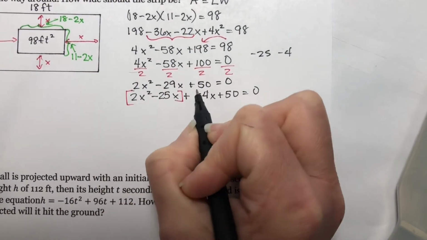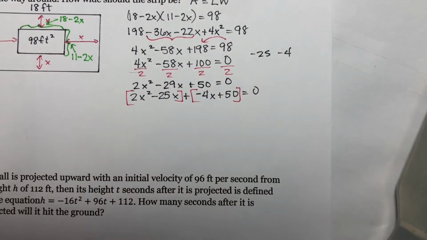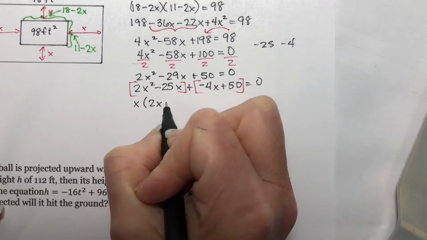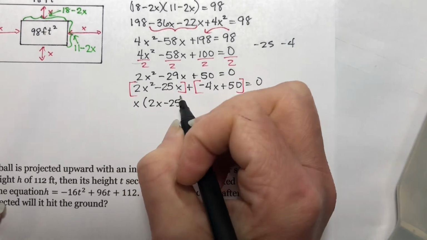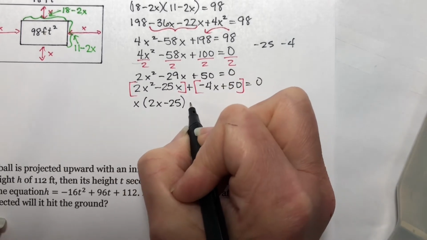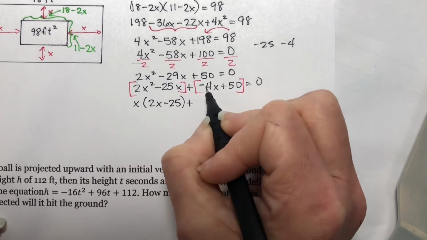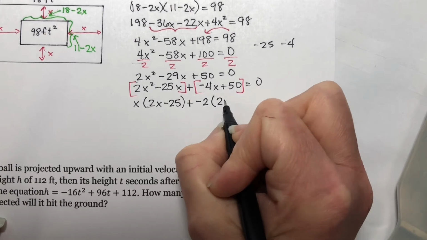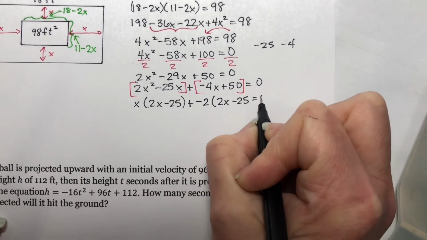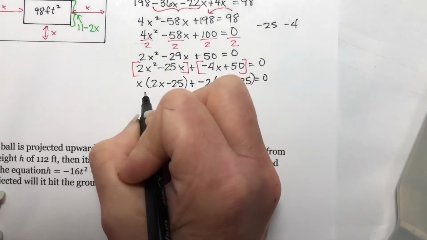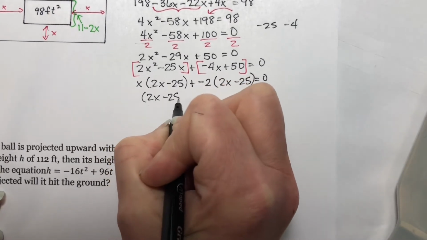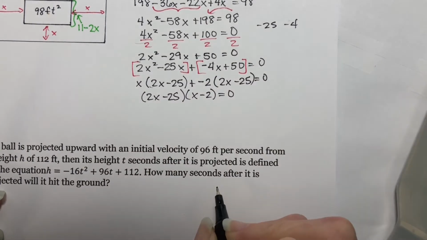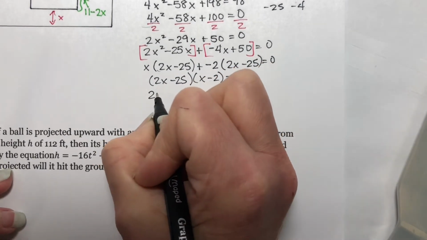So group. Here I can factor out an x, leaving 2x minus 25. And then plus, here to make it match this, I'm going to factor out a negative 2, which gives me 2x minus 25 is equal to 0. So this factors as 2x minus 25 times x minus 2 is equal to 0. Now set each of these equal to 0.